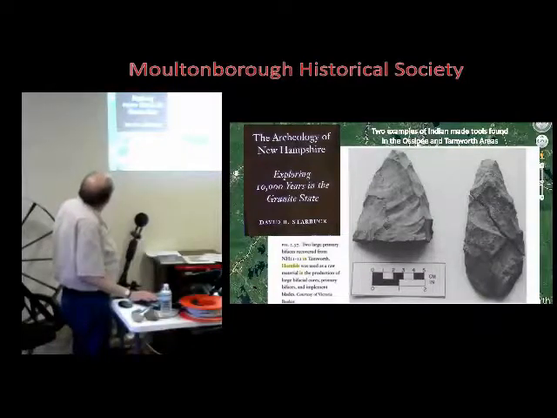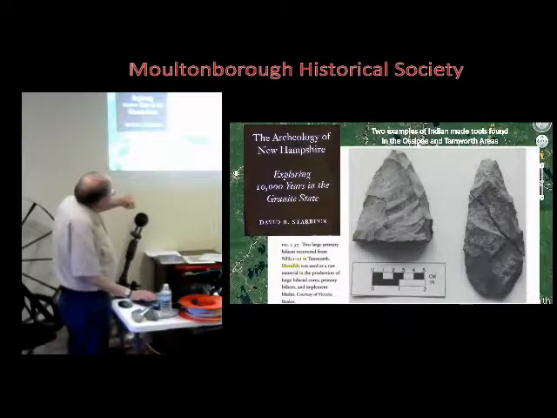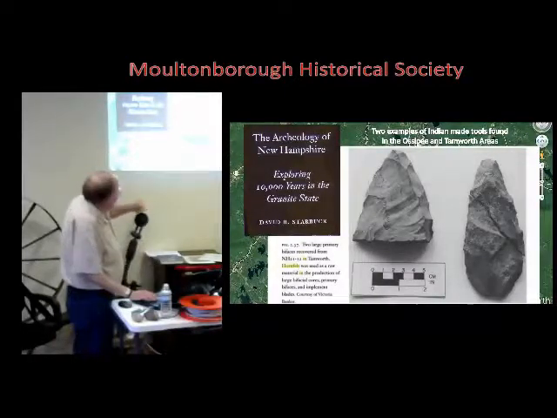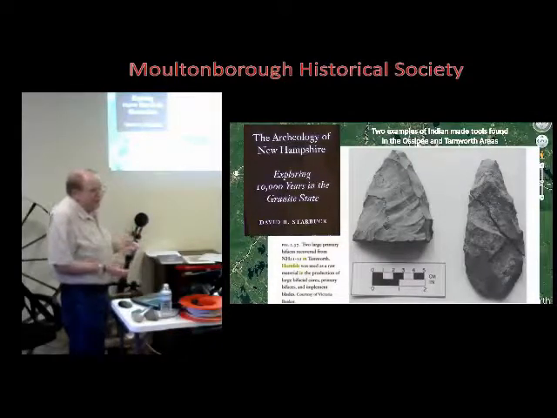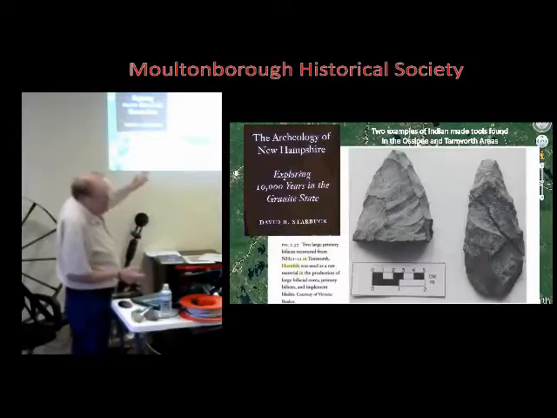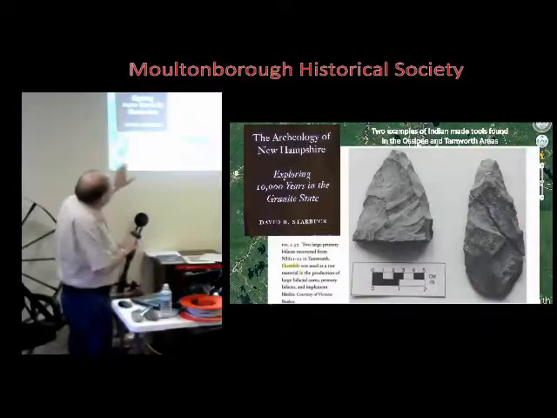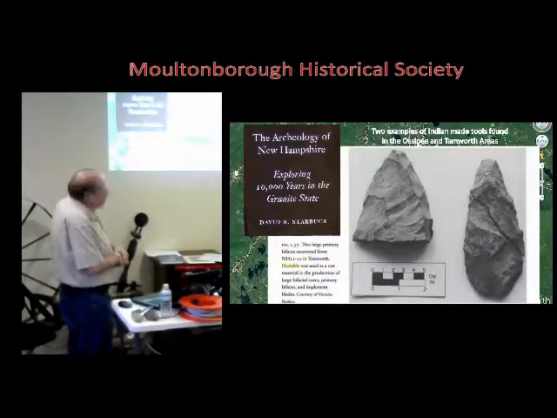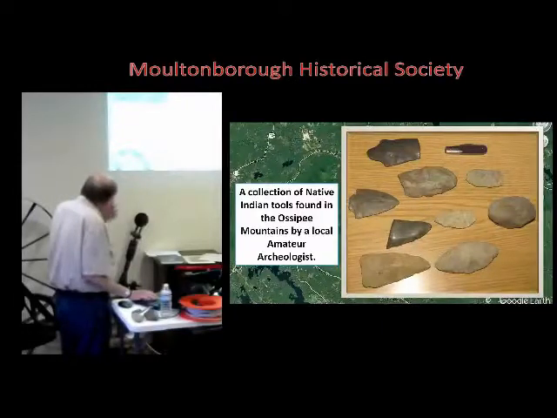The state of New Hampshire published a book on archaeology written by the state archaeologists, and they found these two, what they call bifaces, in the Tamworth area in the Ossipees. These were basically tools that the Indians were making, but either it broke in half or just became defective somewhere along the way. This is what the state found, and a gentleman in town found these in that area.